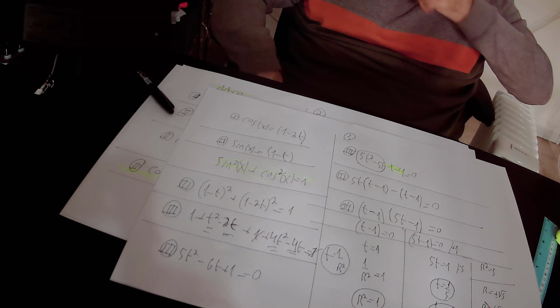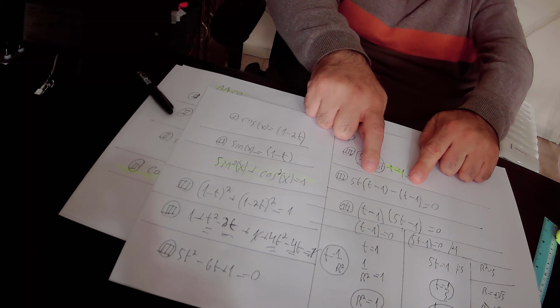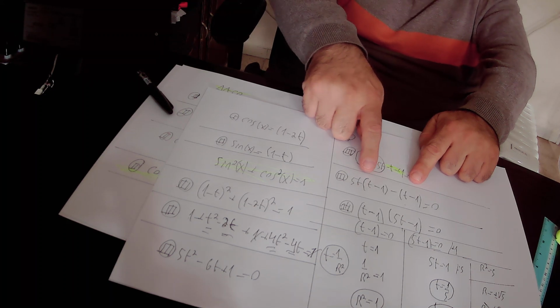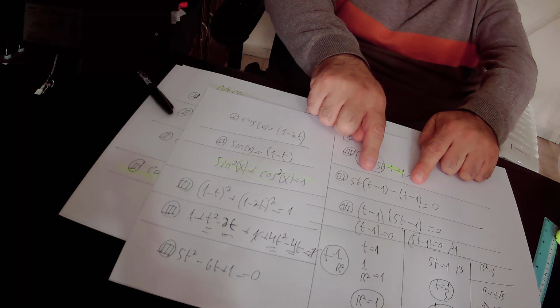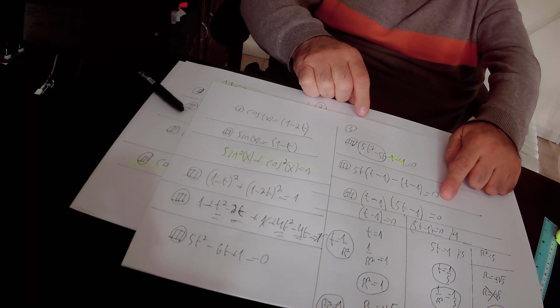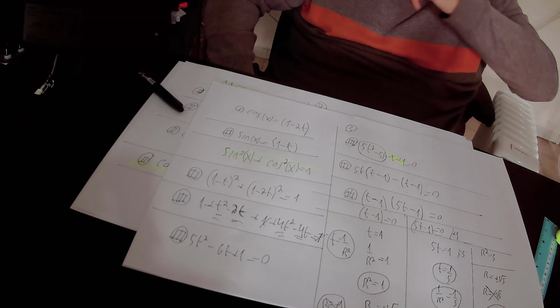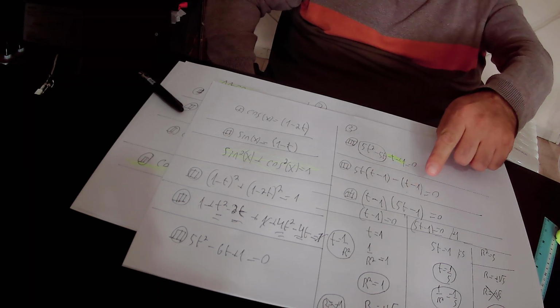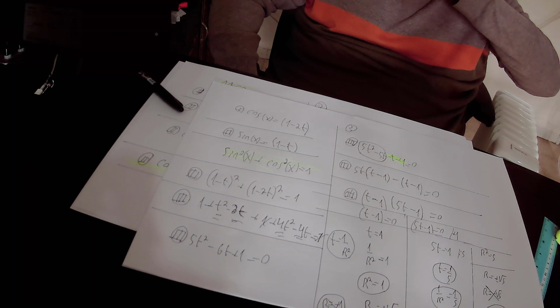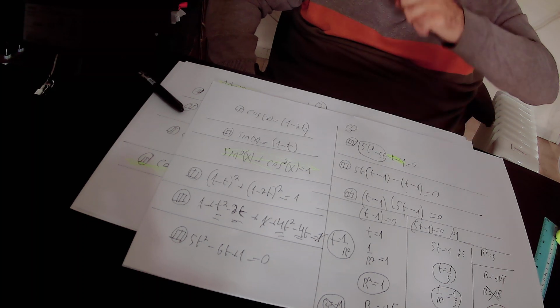So then we took out t minus 1 as a common factor from those two expressions. So t minus 1 is taken out as a common factor, and inside the brackets we are left with 5t minus 1, and it is equal to 0. So here we have two possible solutions for the value of t. Either t minus 1 equals 0 or 5t minus 1 equals 0. If t minus 1 equals 0, it means that t equals 1.